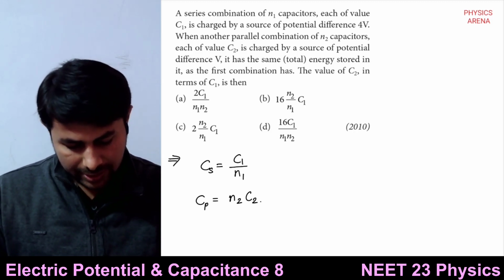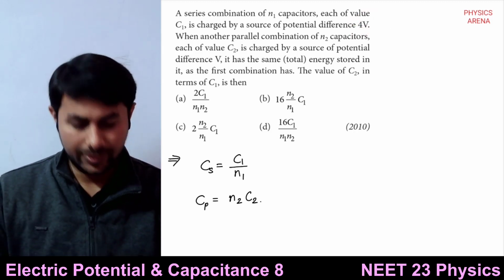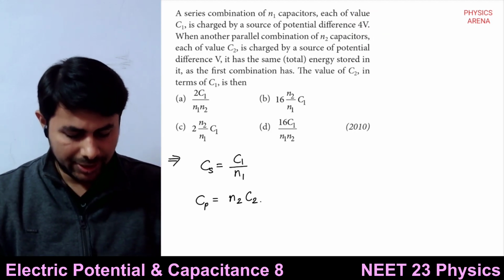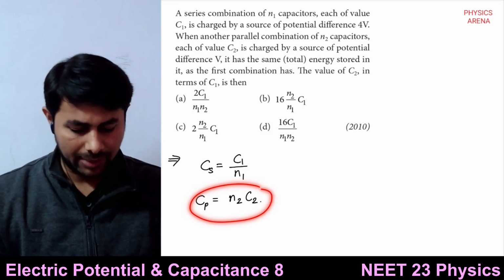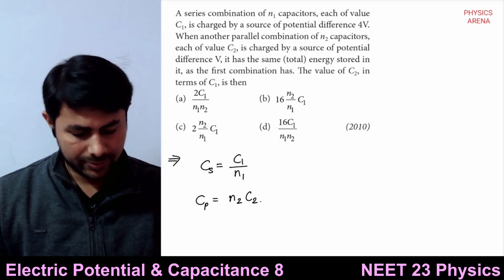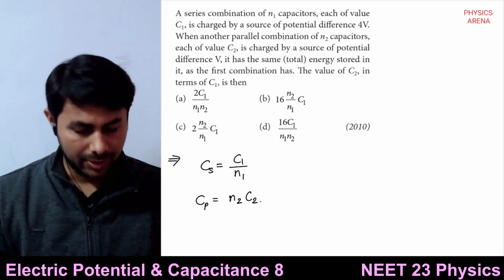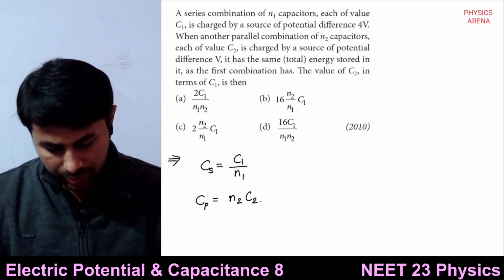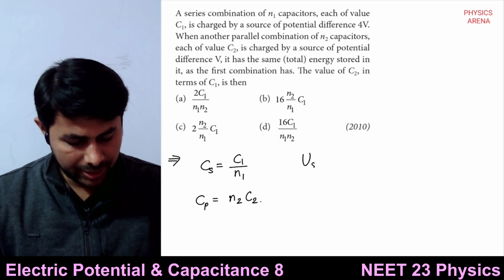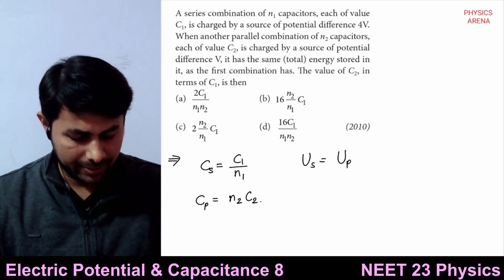The series combination is charged by 4V. You have a series combination whose capacitance is C1 upon N1, and a parallel combination whose capacitance is N2 times C2. So now you charge the series by 4 volts. It's given that the energy of the series is equal to the energy of the parallel.